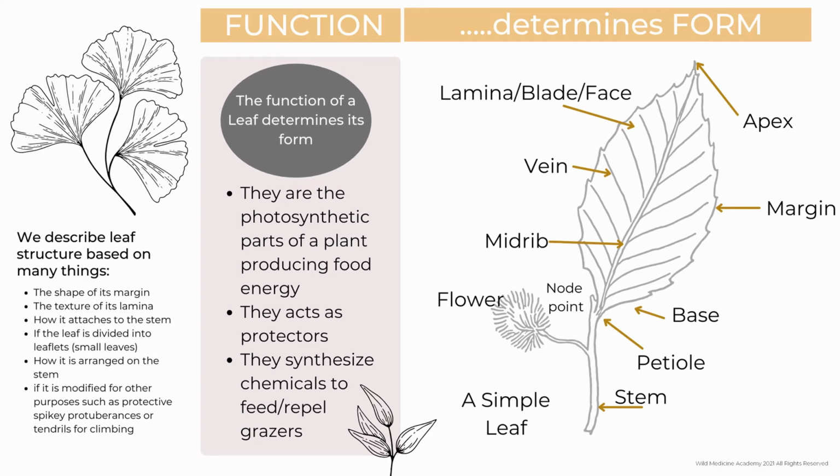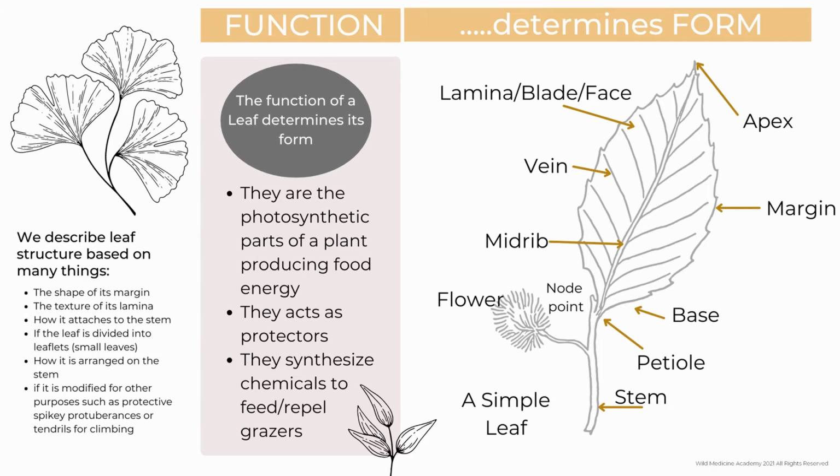And the rim of the leaf that goes around the edge of the leaf and therefore determines its shape is called the margin. The surface of the leaf is known as the lamina. So this is the face of the leaf that you're looking at when you look straight on at a leaf. It's also known as the blade. And there is also an underside on the bottom side of the leaf.